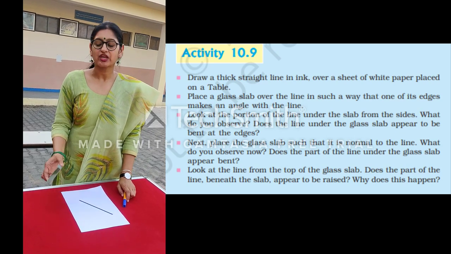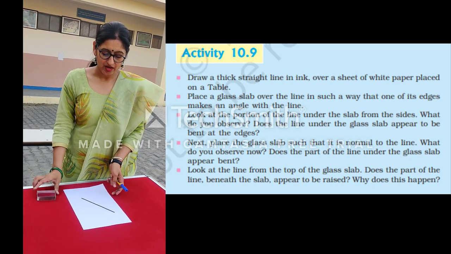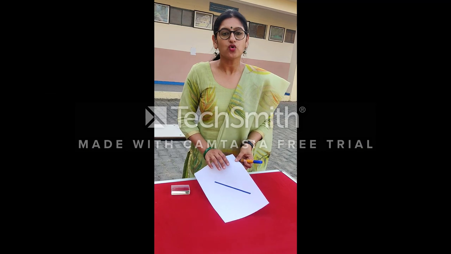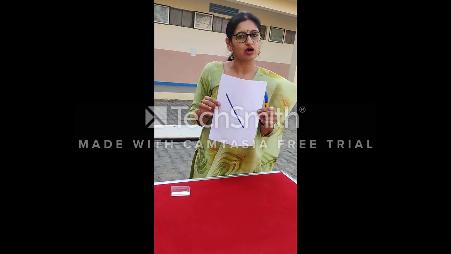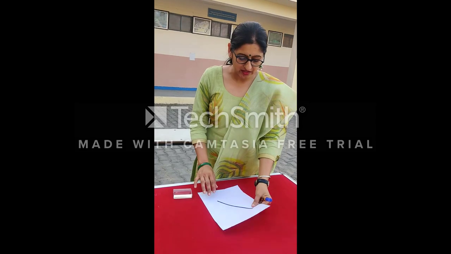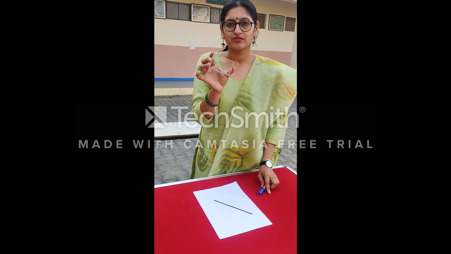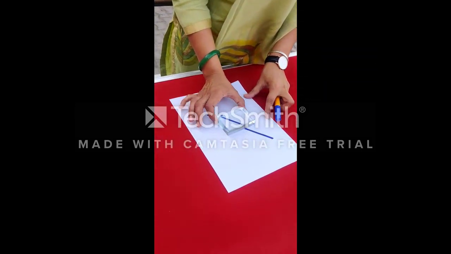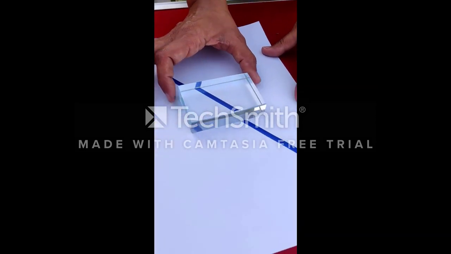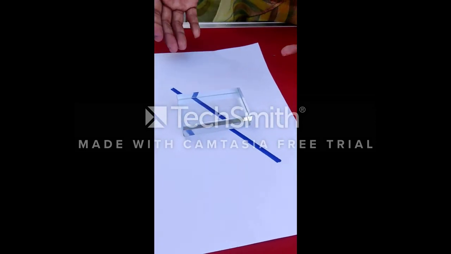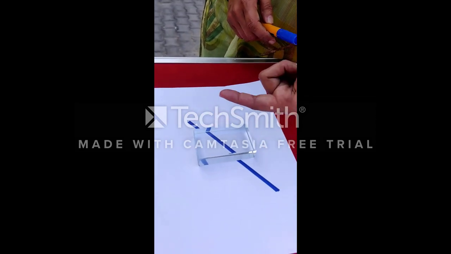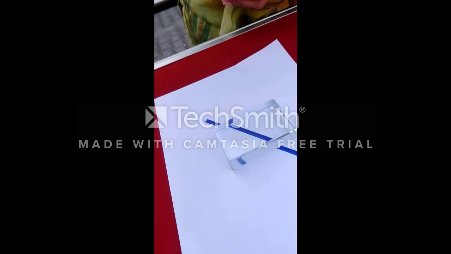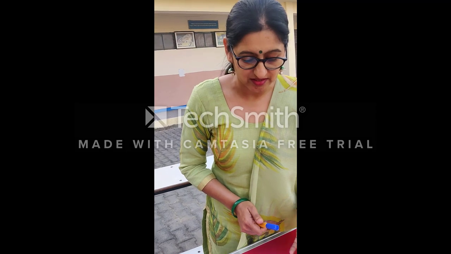In our next activity, we have a glass slab, a paper, and a marker. So let us start this activity. Firstly, you draw a straight line on the white sheet or white paper. Then you put your glass slab in two manners. First, you put the glass slab at an angle to the line. As you see, this light will bend through some angle. So what we observe is that light is refracted.